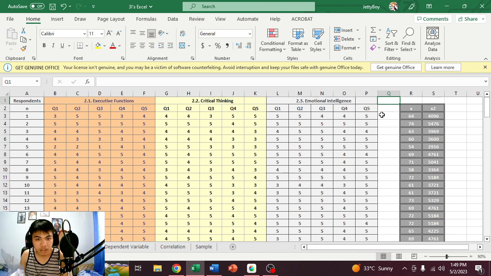So, let's say that you have finished your data gathering. Now, you want to administer the statistical treatment for your data, which is the weighted mean, the average weighted mean, and the correlation, all that good stuff. So we can see here that I have three sub-variables for my independent variable, which is music therapy. So we have executive functions, critical thinking, and emotional intelligence.